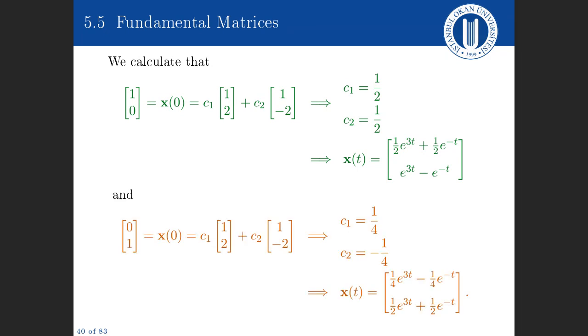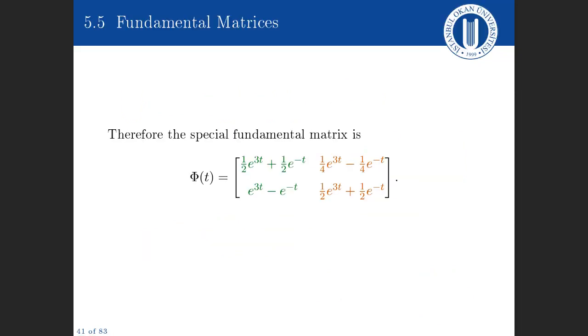And then we do the same thing for the right column, except this time we want the initial condition to be (0, 1). And so this time we find that the constants must be a quarter and minus a quarter. Now that we have these, we can write down the special fundamental matrix. The green function is the left column and the orange function becomes the right column.